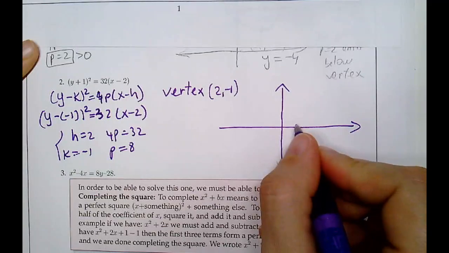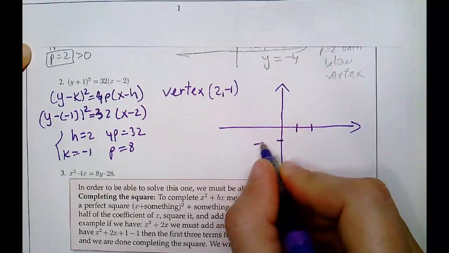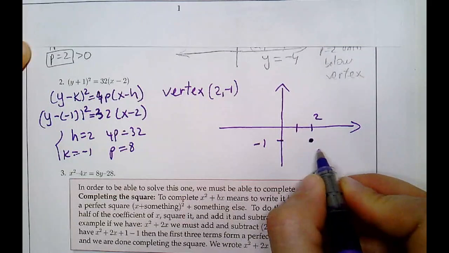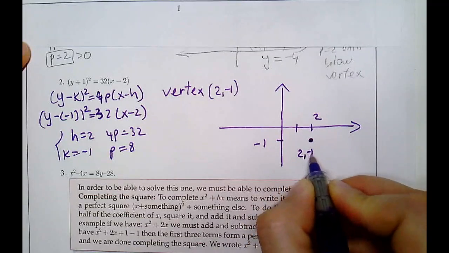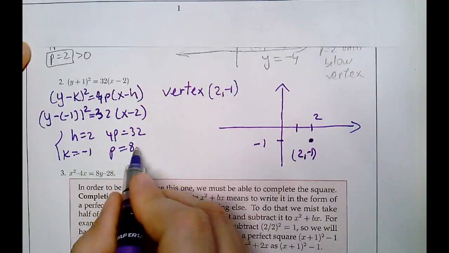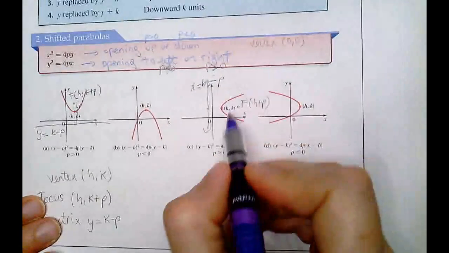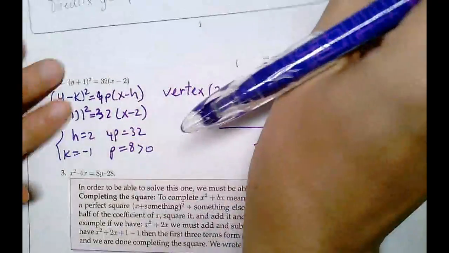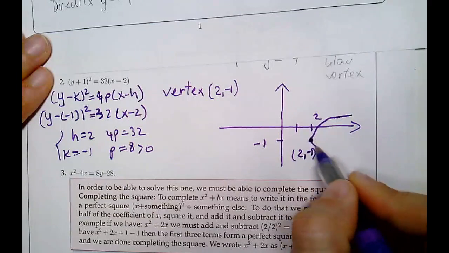So 2, -1. It's right here. This is the vertex. 2, -1. Then this is a parabola that is going to open to the right because p is positive. So when p is positive, the parabola opens to the right. So you take the vertex and it opens to the right, so it's going to look like that.